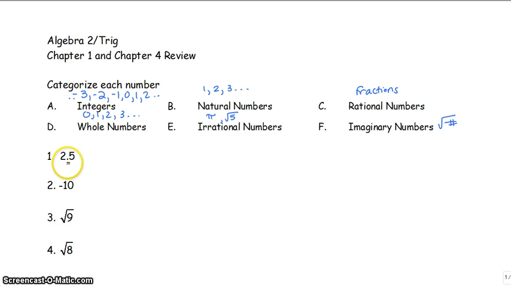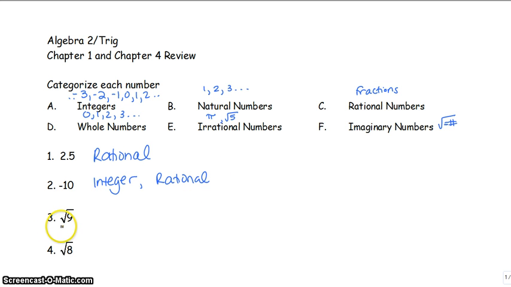So when we look at 2.5, we know right away that it's not going to be an integer, whole, or natural, because those aren't allowed to have decimals or fractions, which means it's going to be a rational number. If it's rational, then it's not going to be irrational, and it's not imaginary because there's no negative underneath that square root sign. When we've got a negative 10, we can eliminate whole, we can eliminate natural, but that is going to be an integer. And I can write it as a fraction because I can put negative 10 over 1, so it's an integer and it's rational.